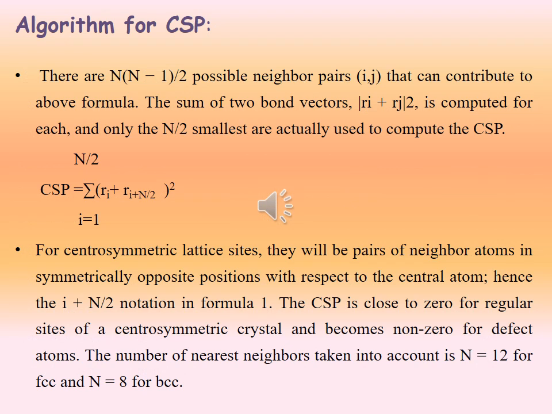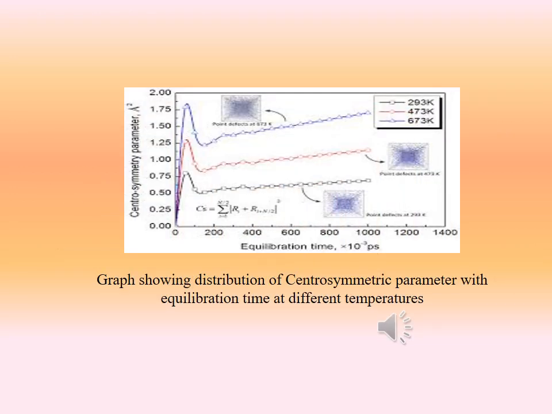Algorithm for CSP. CSP makes use of the formula given in the previous slides and also in this slide. It looks out for neighbors pairwise and then measures the vectors from the central atom to these pairs of neighbors and calculates the value of the CSP. If it is coming out to be 0, then the crystal is defect free, while if it is non-zero, then the defect is present at that atomic site. This shows a distribution of CSP with equilibration time at different temperatures.